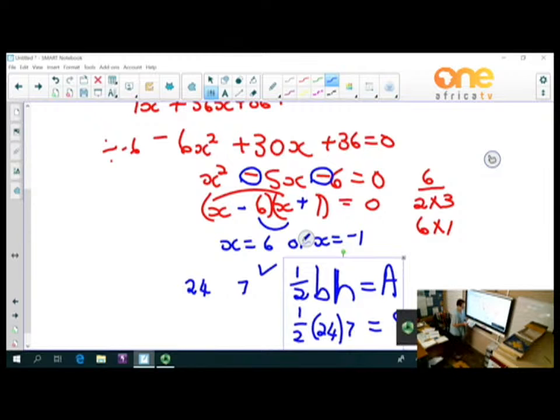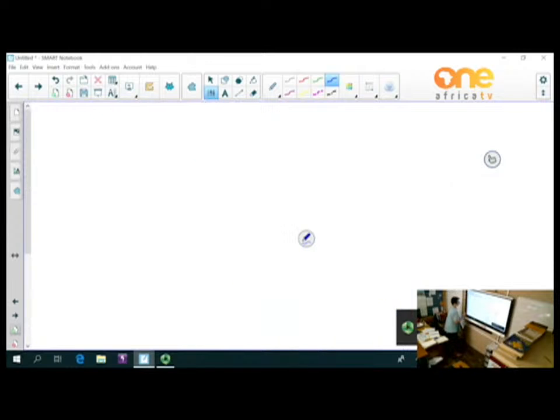Half base times height. Okay. Right, let's look at number 3. The folded napkin has a triangular base. So there's the napkin and I fold it there. Now remember, there's my 90 degrees. The longest side is always opposite that, the hypotenuse.